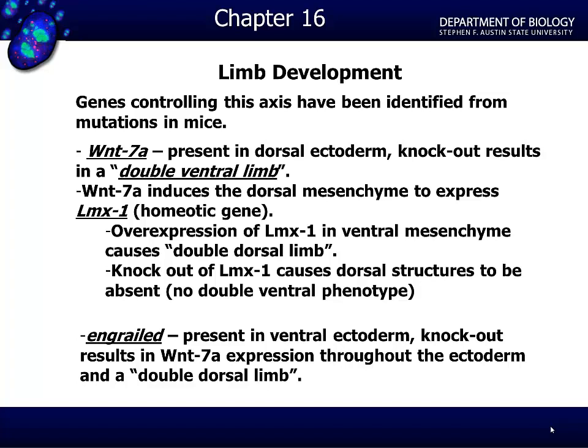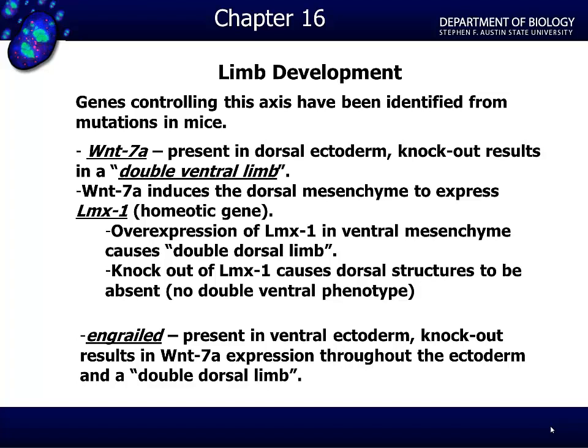As we continue to look on, we see that Wnt 7a is going to be expressed in dorsal ectoderm as well. And Wnt 7a is going to induce the underlying mesoderm to express LMX1. Now, this is going to be a homeotic gene, and we'll get to those in a minute, but those are transcription factors, and that's going to drive the expression of dorsal structures.